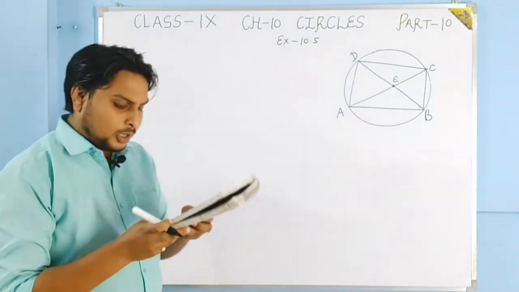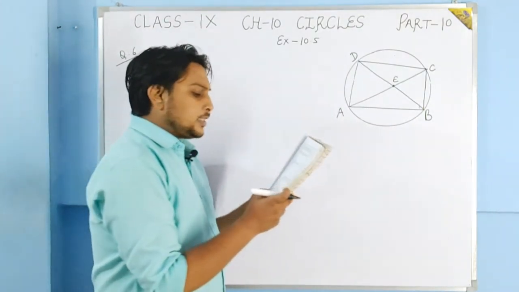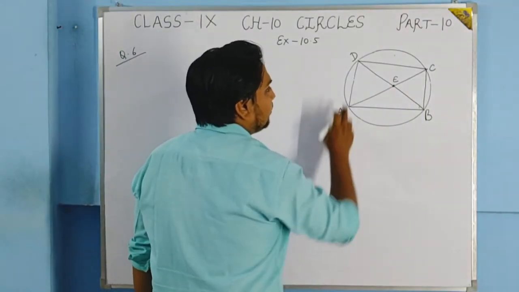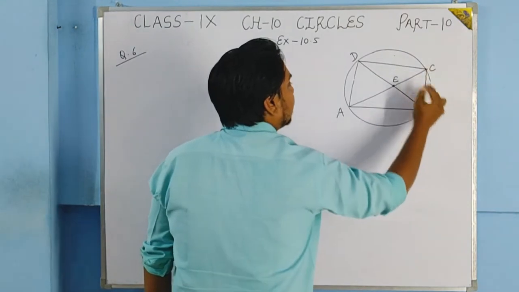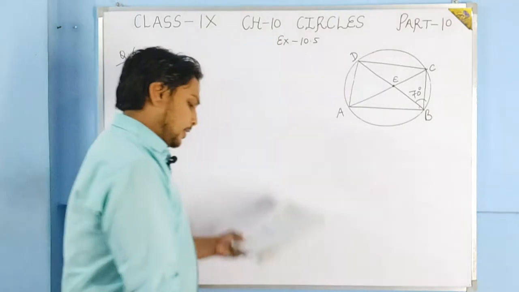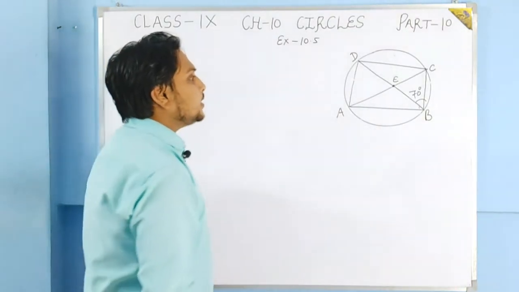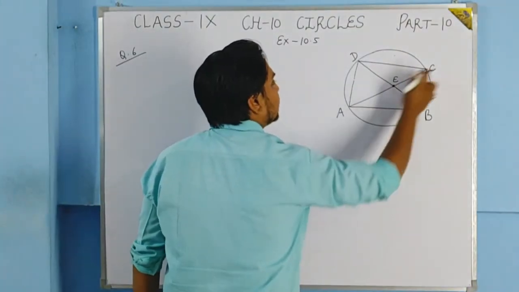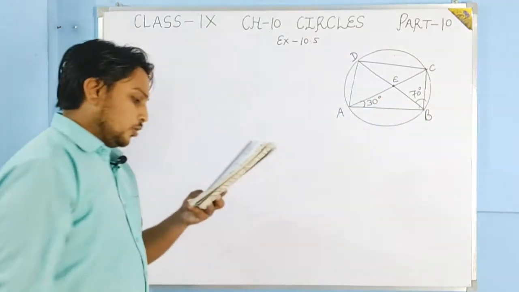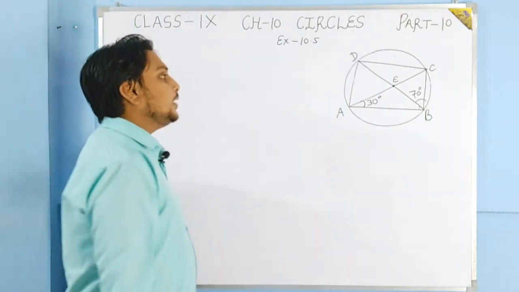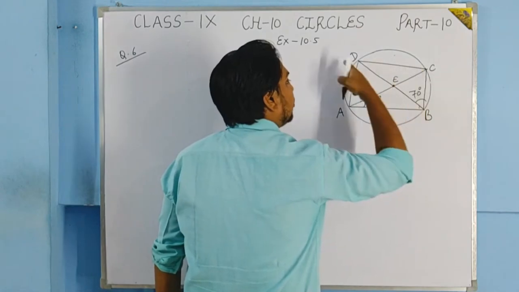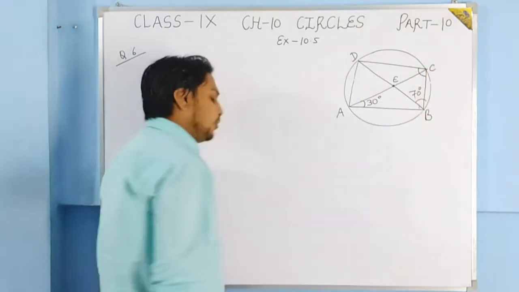What else is given? If angle DBC is equal to 70 degrees. Which angle is angle DBC? This angle is 70 degrees. And angle BAC is 30 degrees. This angle BAC is 30 degrees. Find angle BCD. You have to find angle BCD, which means this whole angle.